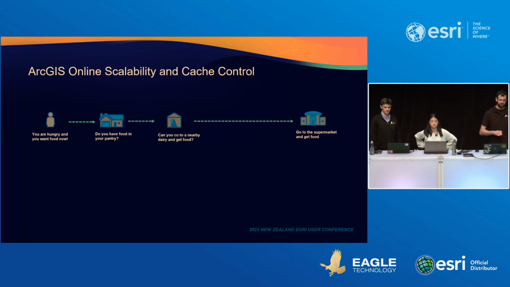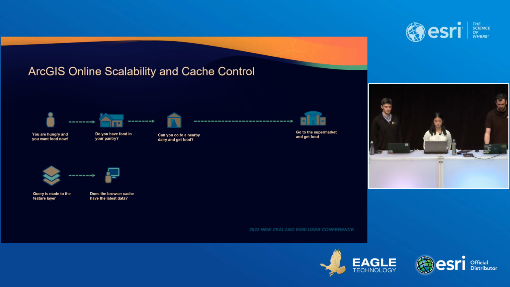So what I'm trying to illustrate here is this chain: if you've got things close to you, it's going to be really quick. The further away, it's going to take you more time and more effort to go get that food. So keeping that frame in mind when we're talking about ArcGIS Online scalability, and specifically in this example, case control, we're making a query to our feature layer. So here, you're loading data into your map. You've clicked on a feature, you're returning a pop-up. You're hungry and you need food.